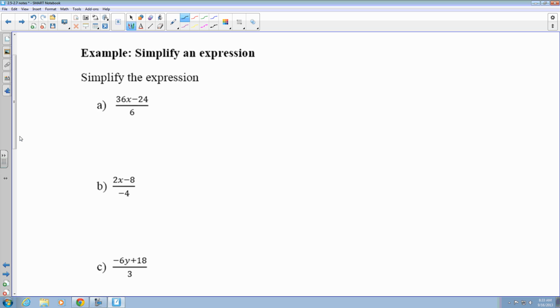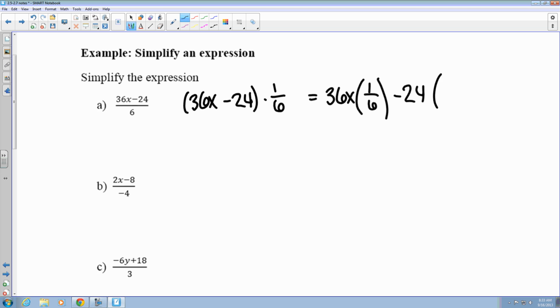Okay, we're now going to simplify this expression. If we have 36x minus 24 all divided by 6, that's the same thing as 36x minus 24 all multiplied by 1/6. In which case we would use the distributive property, which we learned in section 2.5, to distribute that 1/6. And then we would multiply the terms. So 36x times 1/6 is 6x. 24 times 1/6 is 4.